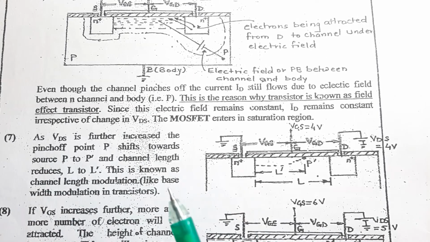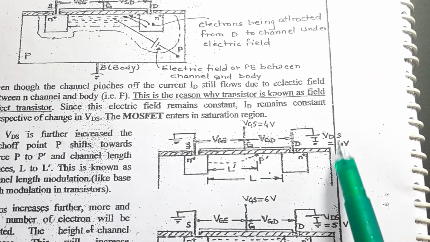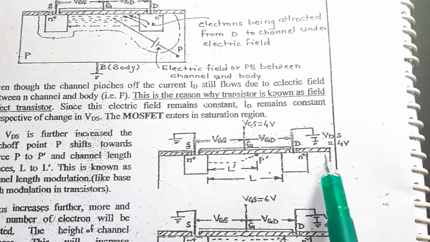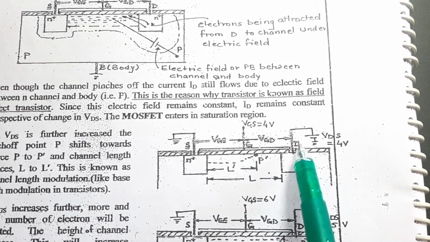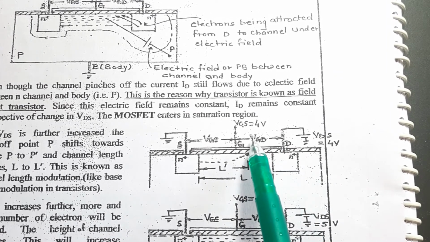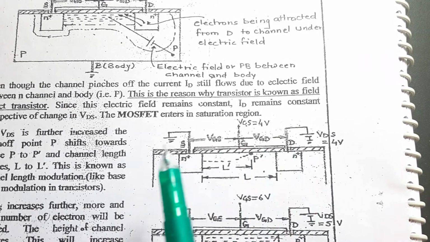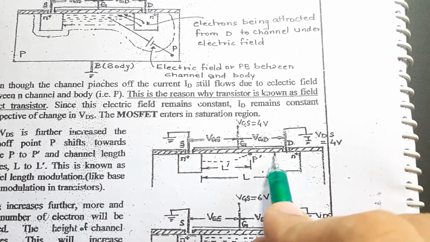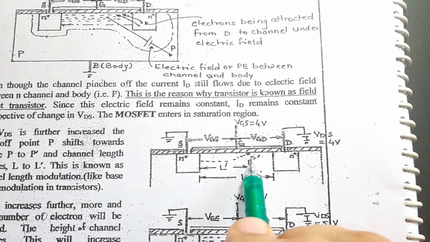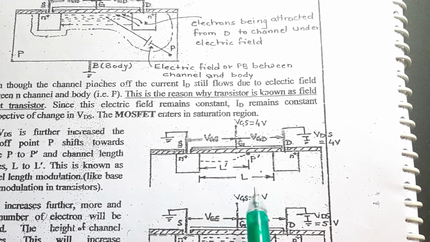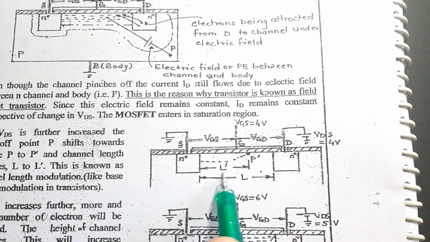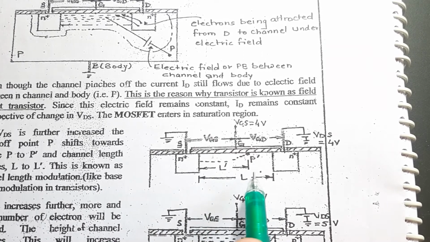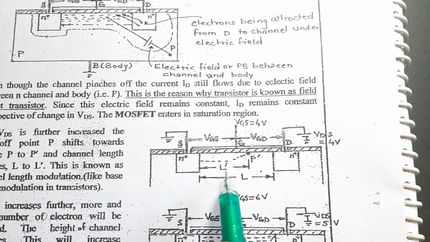Now as VDS is further increased, as you can see over here, VDS has now been increased to 4 volt, the difference between the gate and the drain voltage is now being reduced, and the pinch off point, that is nothing but P, which was initially at this point, now shifts towards this point, known as P dash, and the channel length reduces from the initial L to now L dash. This is known as channel length variation or channel length modulation, like base width modulation in a transistor. We had the early effect over there.